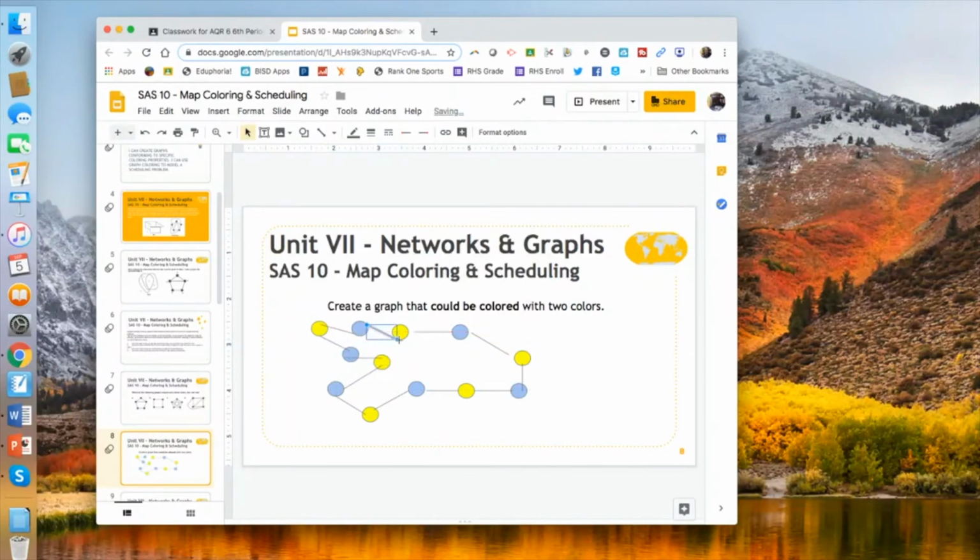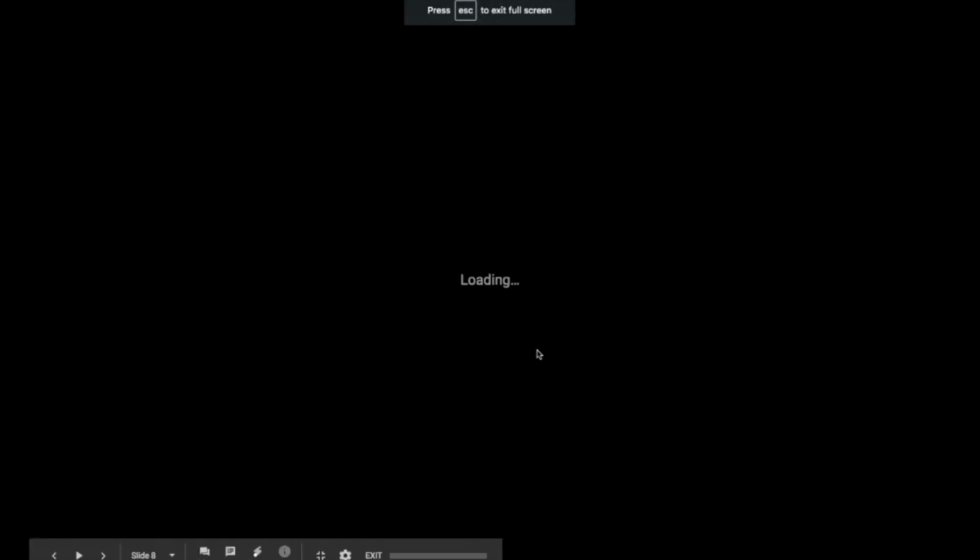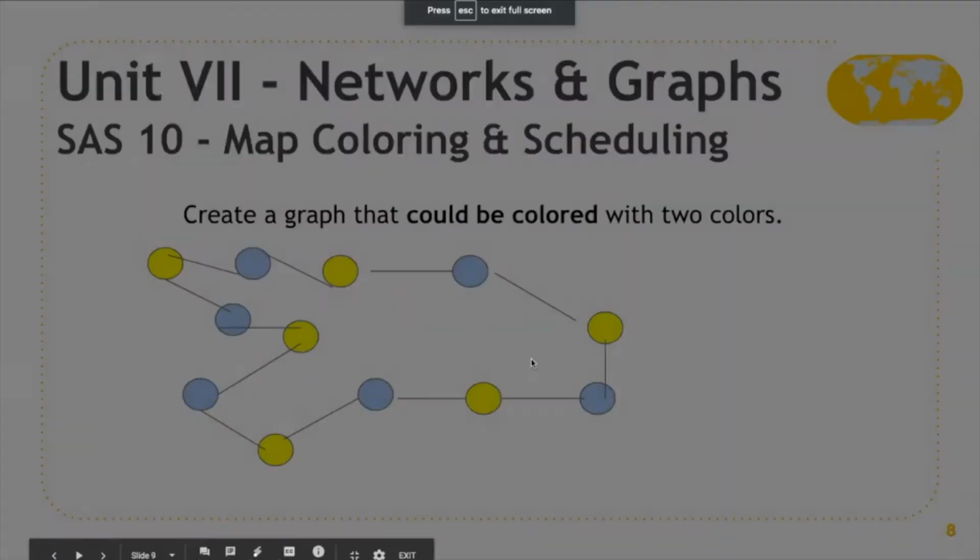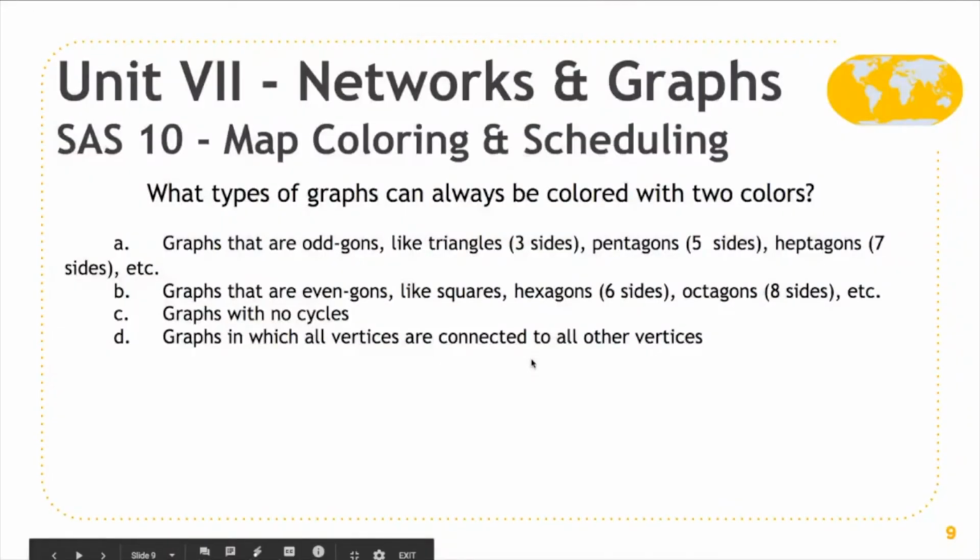And voila, we have what we call a network where we only need 2 colors. And look at the number of vertices. 1, 2, 3, 4, 5, 6, 7, 8, 9, 10, 11, 12. Possible. So there you go. All right. Let's keep going. What types of graphs can always be colored with 2 colors? Graphs that are odd-gons like triangles, 3 sides, pentagons, 5 sides, heptagons, etc. Is that true?